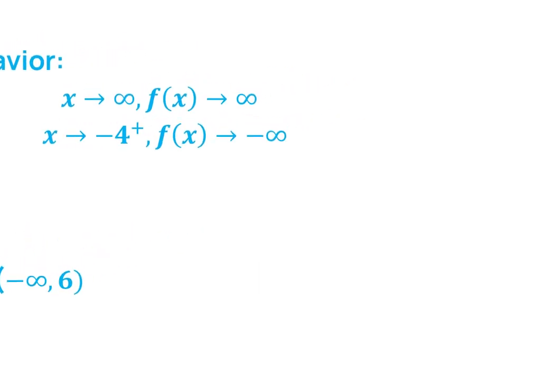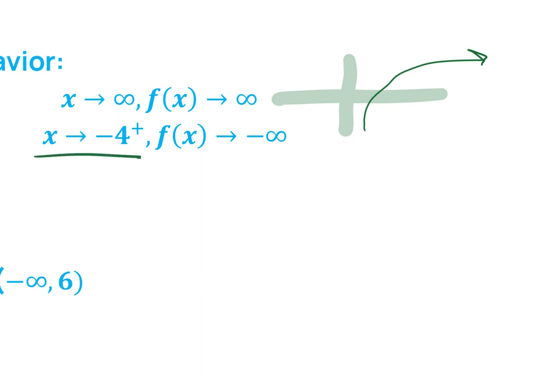All right, so the end behavior. Think about what's happening here. As x approaches infinity, so we're going to the right, my f of x is approaching positive infinity. So it's getting bigger, right? As it approaches negative 4 from the right, where is there an asymptote? Negative 4. And as I'm coming from the right-hand side, it's going to negative infinity. So it's going like this.